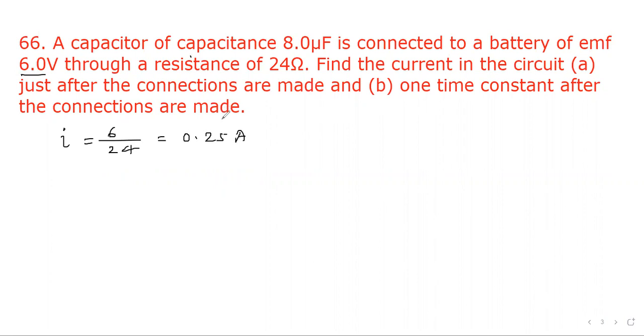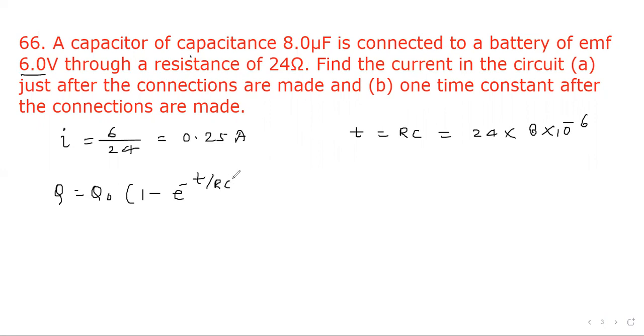Now, after one time constant. So the time constant, T equal to RC. We can evaluate: R is given as 24, C is 8 into 10 to the power minus 6. This is the case of charging. So Q equal to Q0 times 1 minus e to the power minus t upon RC. So we put the values.